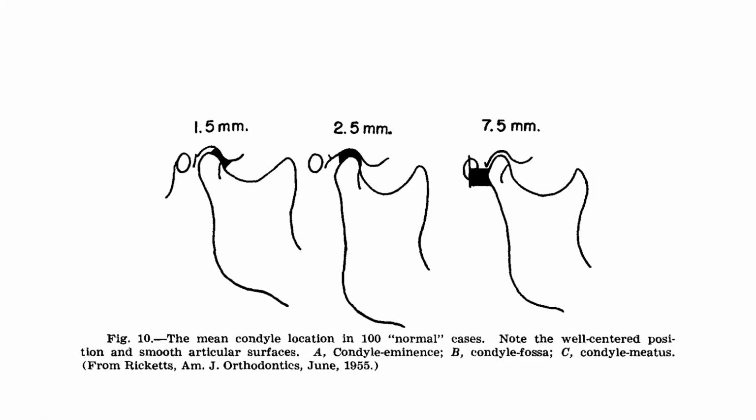According to Ricketts, he identified the ideal position of the temporomandibular joint, which suggests that the condyle of the mandible should generally be 1.5 mm from the articular eminence, the distance of the condyle from the fossa should be 2.5 mm, and from the external auditory meatus should be approximately 7.5 mm. This is the ideal position of the condyle.